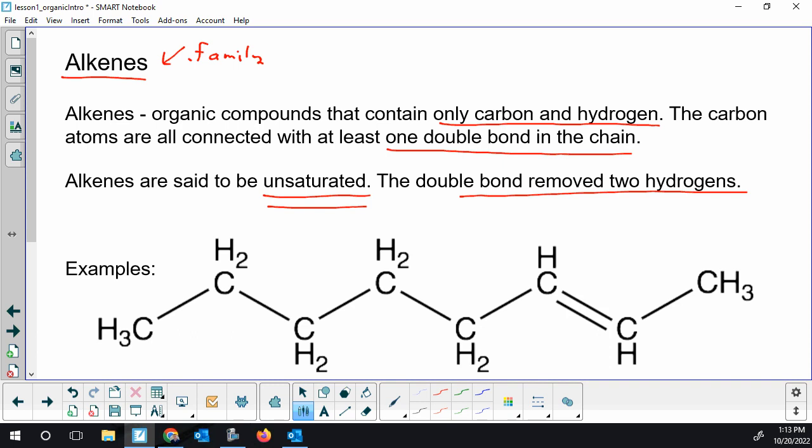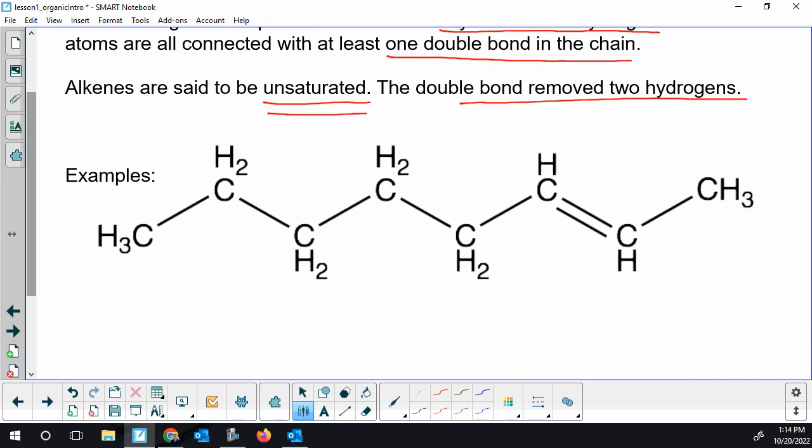If you've ever heard of unsaturated fats, that's where this comes from. An unsaturated fat has a double or triple bond, and it affects the boiling point and melting point of those fats. So here's a little bit condensed structure. That is not a structural diagram because the H's aren't all dashed out showing their bonds.